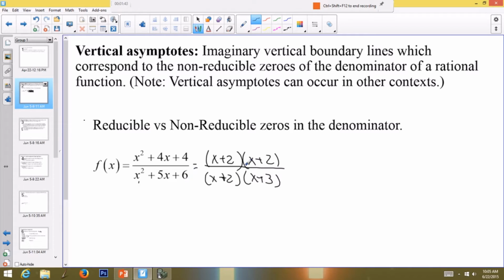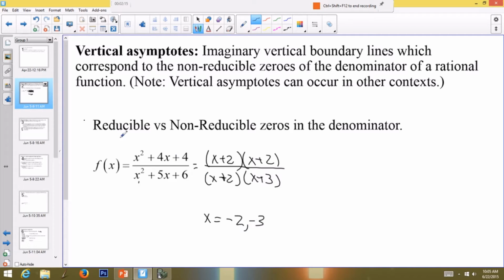Now, if you look at this, there are two values for x that would give me division by 0. If I plugged in -2 here, I would get a 0, and 0 times whatever this would be is 0, and I'd have a division by 0. So -2 is going to be a discontinuity, a value that's going to cause a hole in my graph. But also, if I plugged in -3 here, I would get another discontinuity.